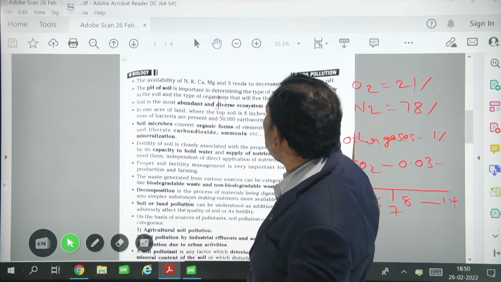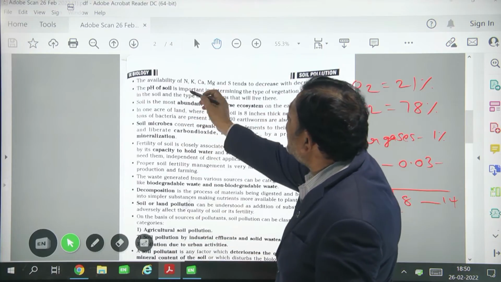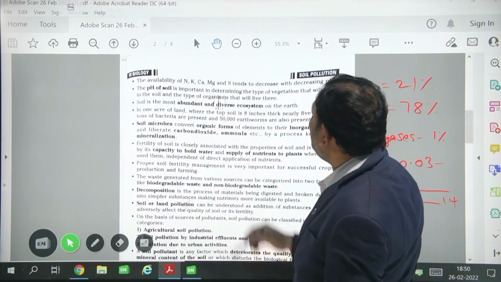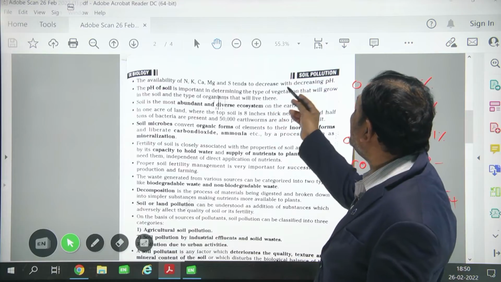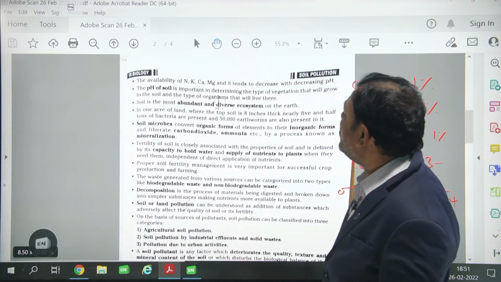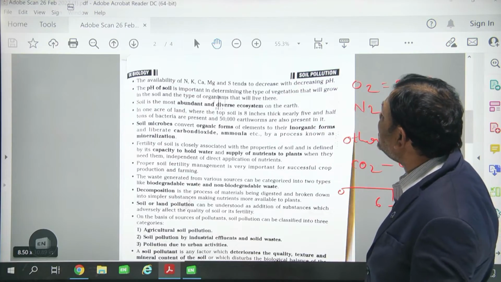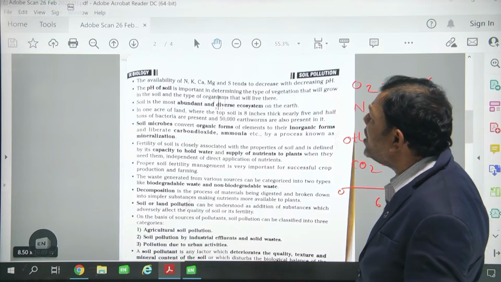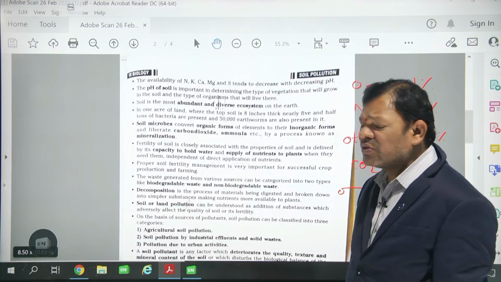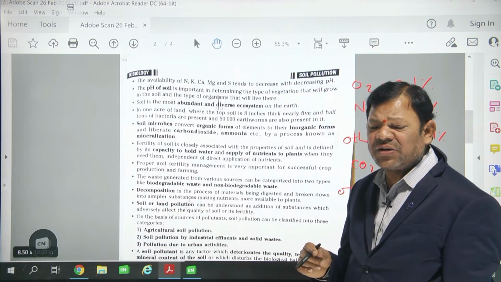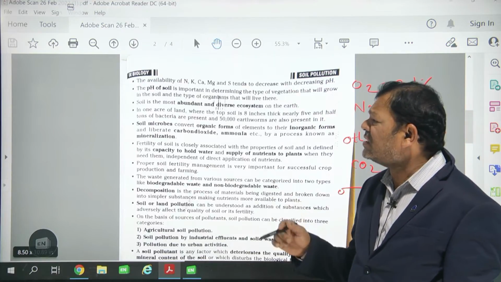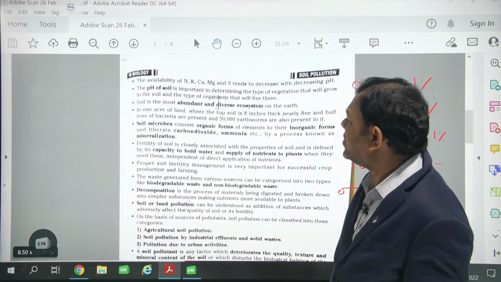The availability of nitrogen, potassium, calcium, magnesium and sulfur tends to decrease with the decreasing of the pH. Soil pH is important in determining the type of vegetation that will grow in the soil and the type of organisms that will live there. So pH is a very important factor: which types of plants survive, which types of animals survive. That's why soil pH is a very important factor.